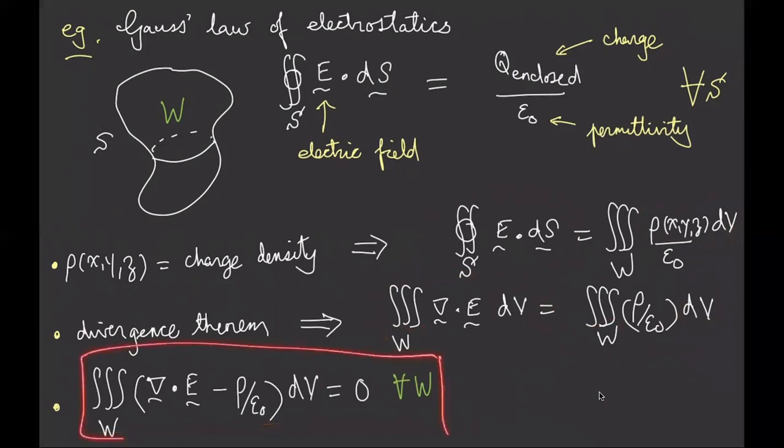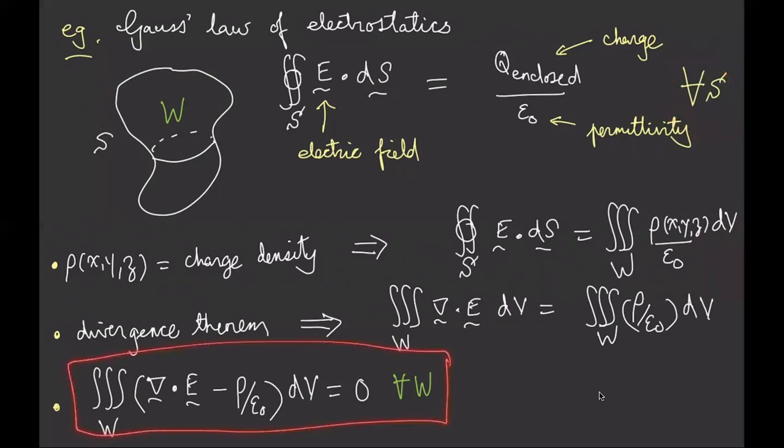What's quite nice about this statement is that because Gauss's law of electrostatics, as given over here, is for any surface S, any closed surface S, this statement is true for each and every volume W that I care to choose. So for all W that I care to choose, this is true. Let's look at this function that I have inside the integral. What this is telling me is that if I integrate this function over each and every single volume, I'm always going to get 0.